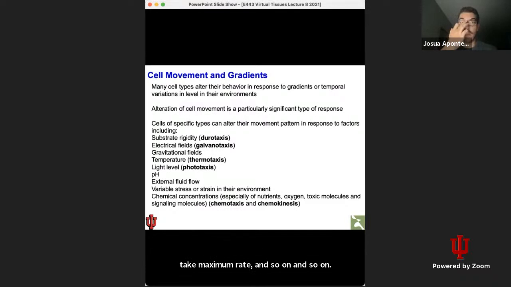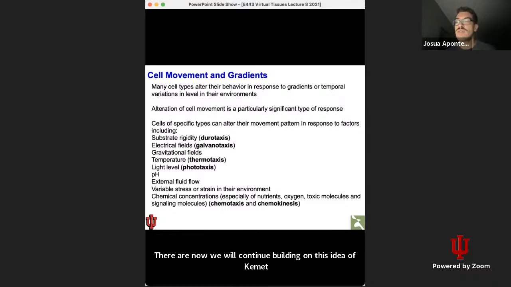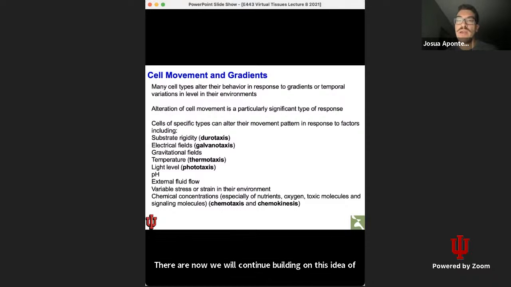But just as an example, that function gives us what we wanted in terms of having a growth rate that is a function of how much availability of resources there is. Now we will continue building on this idea of chemical fields and how cells respond to them.